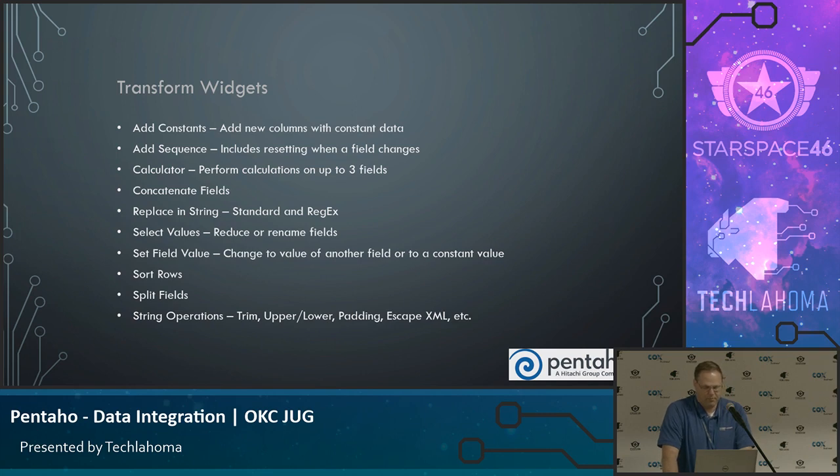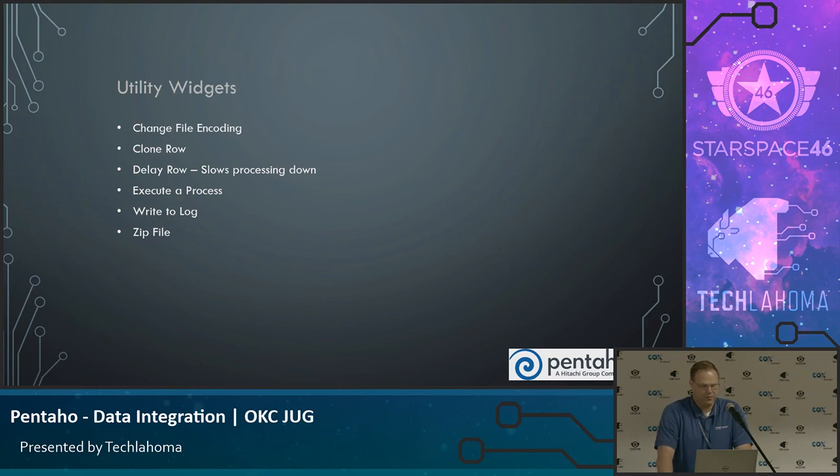Trim, upper, lower, add padding, escaping XML, which means when you escape XML, it changes certain characters within an XML field that are specific to XML itself that have to be escaped to a sequence so it doesn't get confused with an actual tag. There are utility widgets. You can change your file encoding. You can clone a row, so take a row and clone it to make it a new row. Delaying of rows just allows you to slow processing down by adding a wait value between rows.